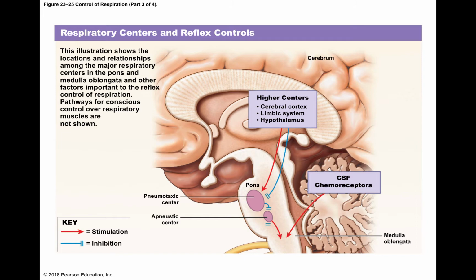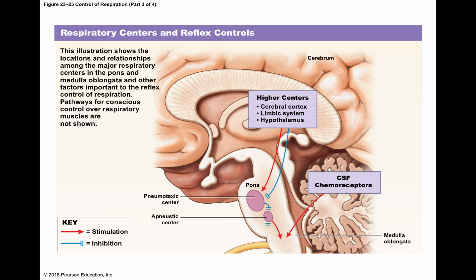Then if we look just above that, into the pons, there's a couple of other areas in the pons that also help with your conscious control over breathing. There's a couple of other higher centers that can fine-tune what is going on. They can adjust the dorsal respiratory group and the ventral respiratory group, so they can adjust the medulla oblongata.